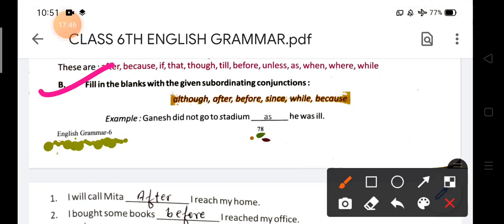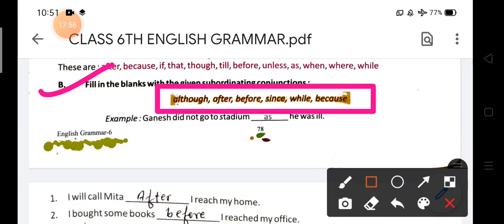The first example: fill in the blanks with the given subordinating conjunctions. You have some examples to fill and you have a list of subordinating conjunctions also. These subordinating conjunctions you will fill in the given examples. In this way you will understand and learn how to use subordinating conjunctions. So first example: Ganesh did not go to stadium as he was ill.